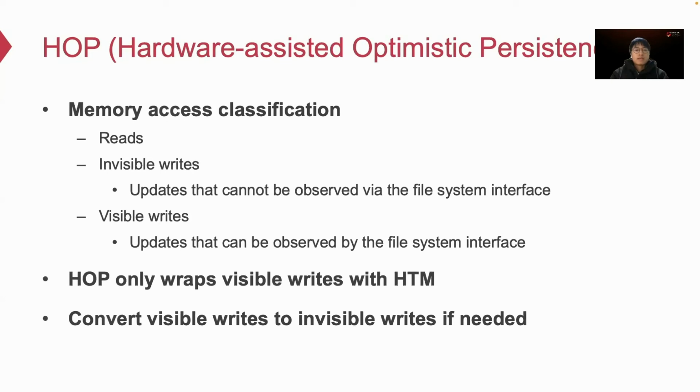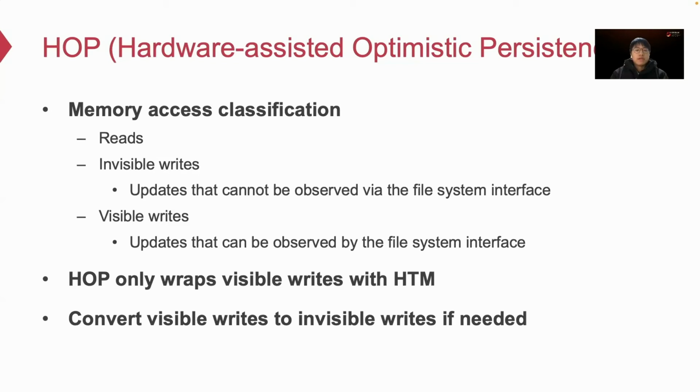We observe that all memory access in file system operations can be classified into 3 types: 1, reads; 2, invisible writes, that is, updates that cannot be observed via the file system interface, such as memory allocation and updates to the shadow pages; and 3, visible writes, updates that can be observed by the file system interface, such as timestamp modification, in-place updates, and the change of file size.